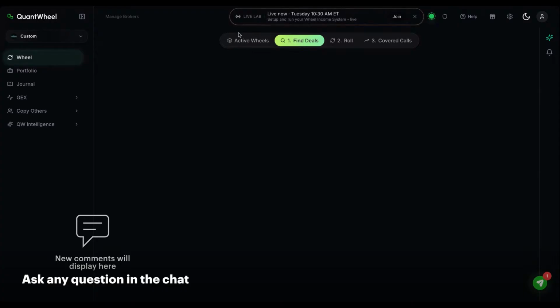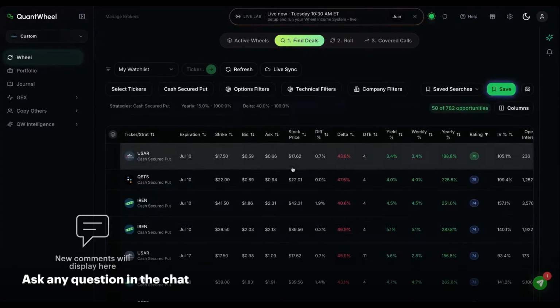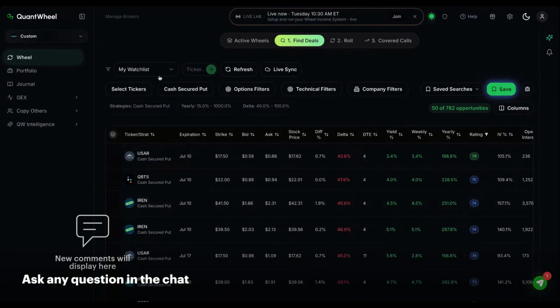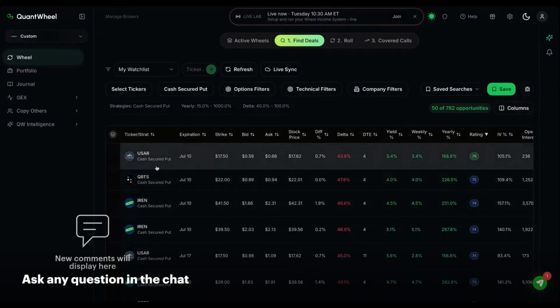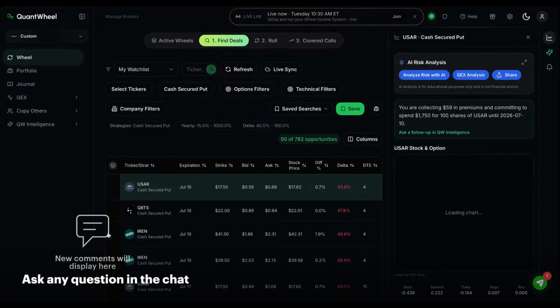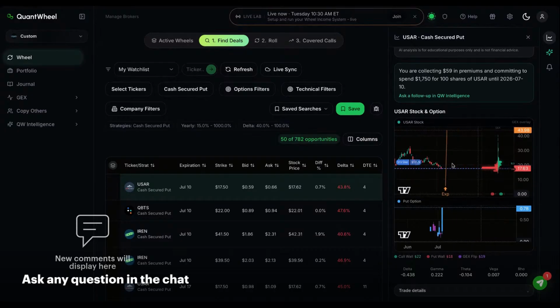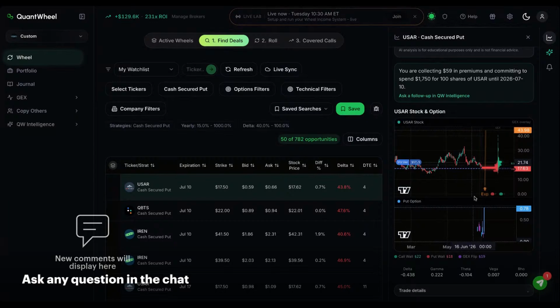If I have some cash to deploy for more cash secured puts, we can go to my screener. This is my watch list currently, and it seems like rare earths have a good deal at the moment. Without looking at QuantWheel, I would probably not have seen this. And we are right about this put wall, a huge put wall, and a spike in the premium for some reason.